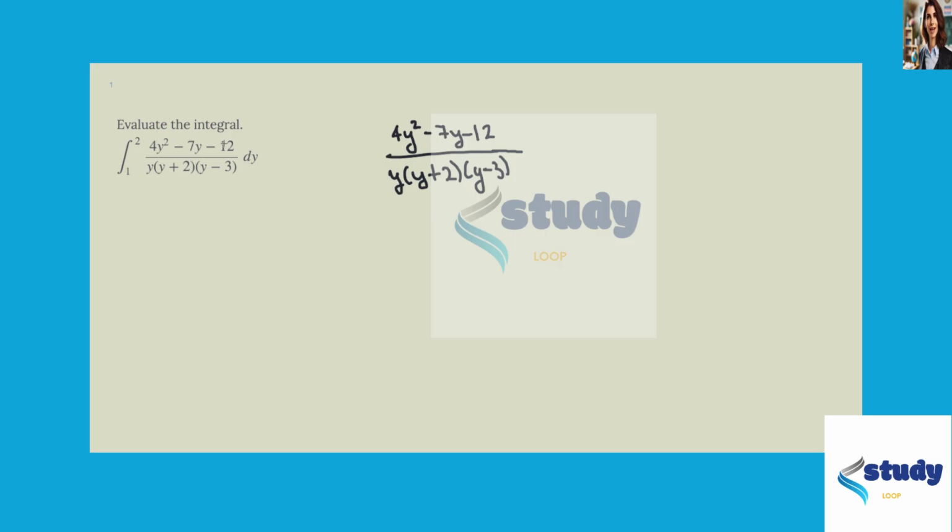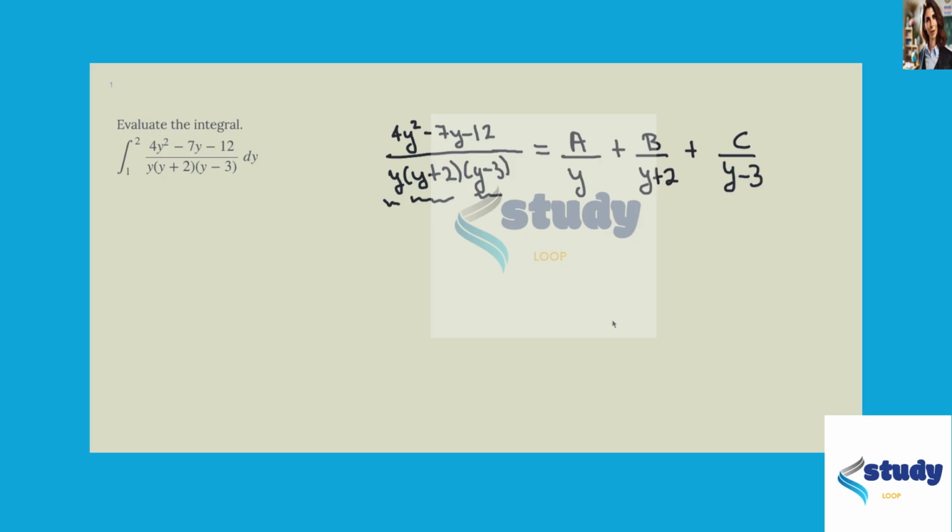We have a polynomial divided by a polynomial, and the denominator is already factored. So using what the textbook would call case 1, in the section they refer to this as case 1, we have 3 distinct and linear factors, so the partial fraction decomposition should look something like A over y, B over y plus 2, C over y minus 3.